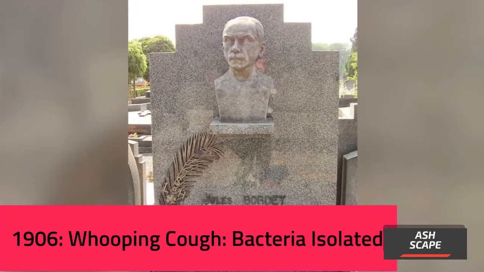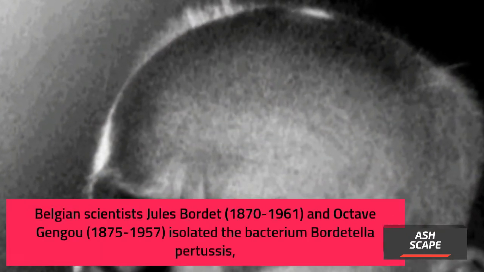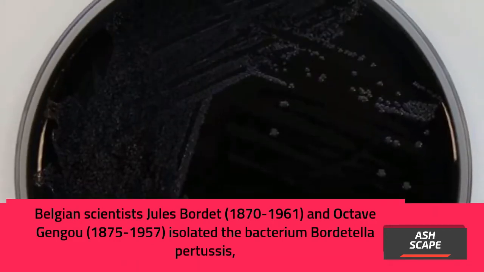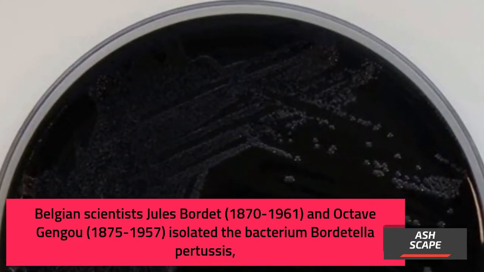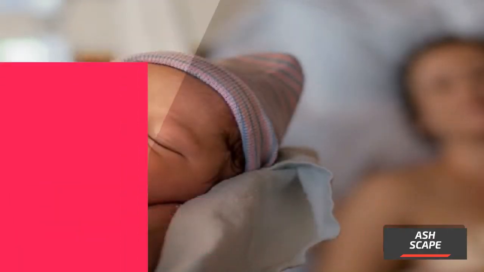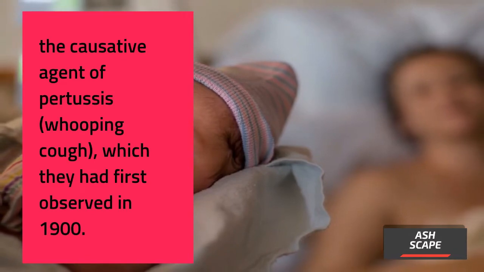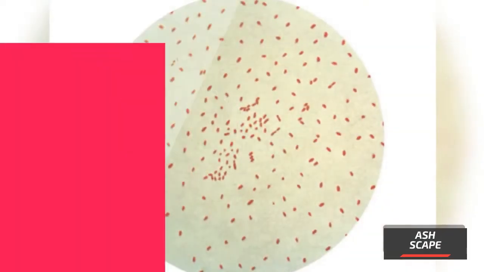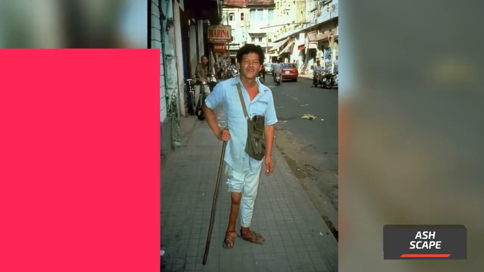1906, whooping cough, bacteria isolated. Belgian scientists Jules Bordet, 1870–1961, and Octave Gengou, 1875–1957, isolated the bacterium Bordetella pertussis, the causative agent of pertussis, whooping cough, which they had first observed in 1900. It would later also come to be known as the Bordet-Gengou bacillus.